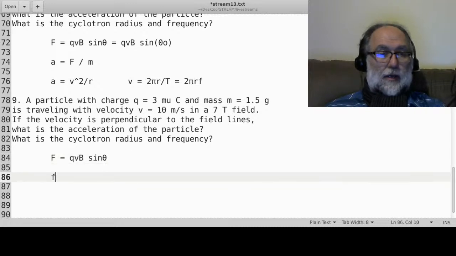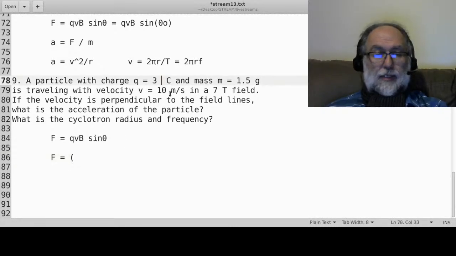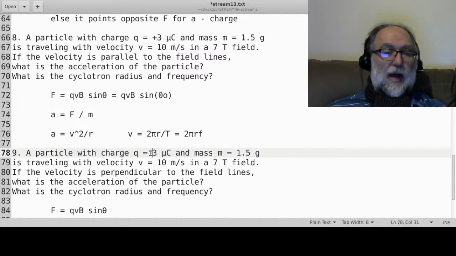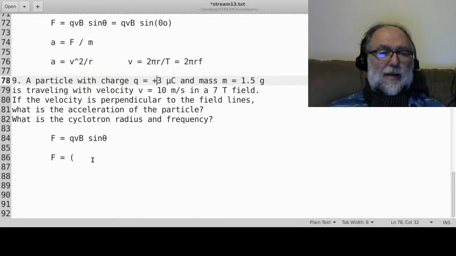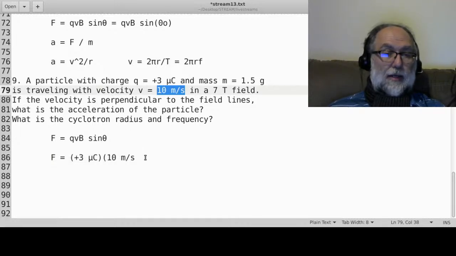So the force is equal to, I didn't do this problem before, so I don't know how big or small these numbers are going to be, but we'll find out. I can get rid of that mu and put in a proper mu. Like that. And it is positive. I did want to make it positive. Not that it makes that much difference, but Q is 3 microcoulombs. We'll convert that to MKS in just a second. The velocity is 10 meters per second. The B field is 7 Teslas.